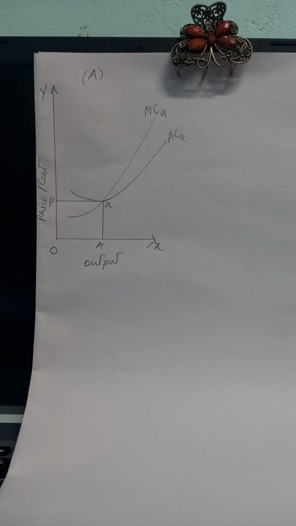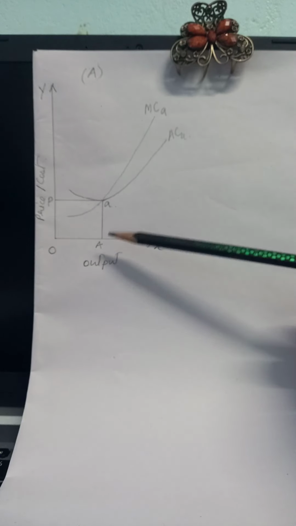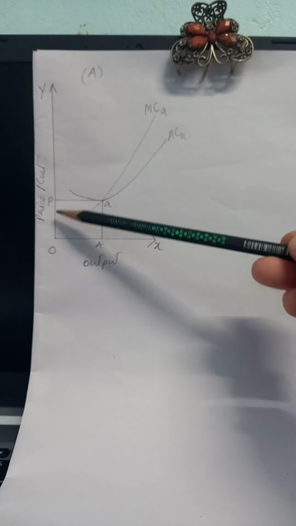Plot A is the most fertile land, it is the best. So at the initial stage, they made use of that plot to cultivate and produce different types of food crops. Initially, in that plot of land, looking at the diagram, they produced OA as the output, and this OA output is produced at OP price.